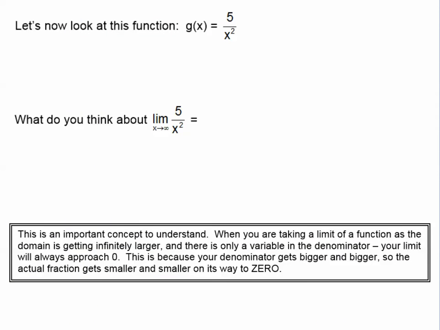Let's look at our next function, g of x. G of x is 5 divided by x squared. Let's imagine plugging in very large numbers into this denominator. Well, since the denominator is the only thing that has a variable this time, the numerator is not going to change. It's going to remain 5. The denominator with very large numbers is obviously going to get very, very large.